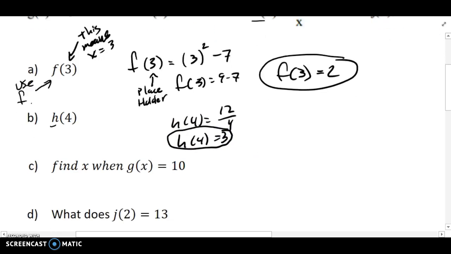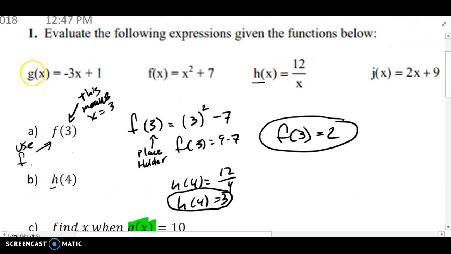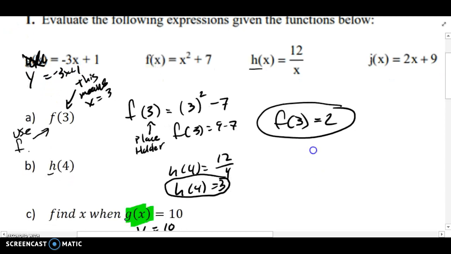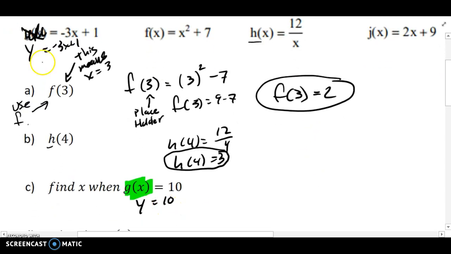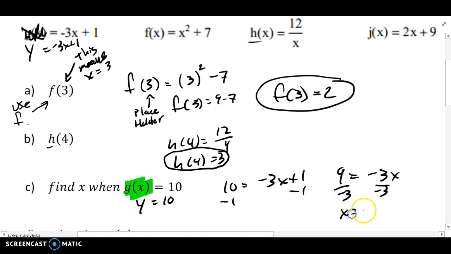Now notice the difference. This is g of x equals. So remember that this right here means y equals 10. That's what it means. So this right here means y equals negative 3x plus 1. So if you're having a hard time understanding what this is asking, it's asking to replace the y. So we got 10 is equal to negative 3x plus 1. We're going to subtract 1 over. We get 9 is equal to negative 3x. Divide off the negative 3, so we get x equals negative 3.